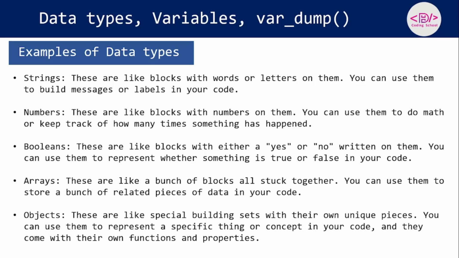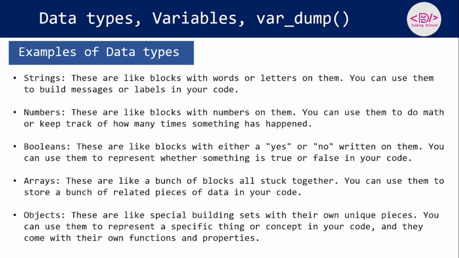Then another block of that type is called arrays. So arrays, these are like a bunch of blocks all stacked together. Okay, since we are using blocks in the first place as an example, this is just like a bunch of blocks stacked together. You can use them to store a bunch of related pieces of data in your code. In other words, you can collect a lot of information, maybe from a person or from wherever, and then you keep all that data in the same collection or in the same basket. Look at arrays as a basket containing these different types of other types of data.